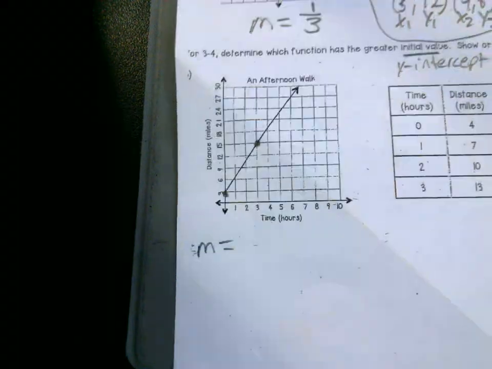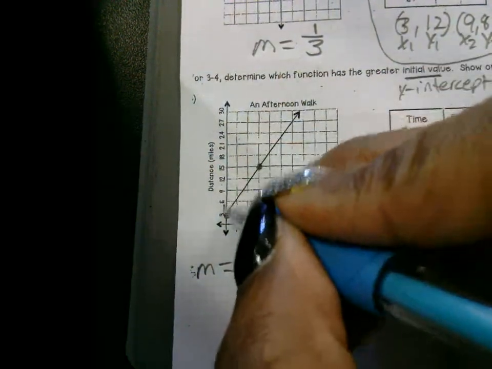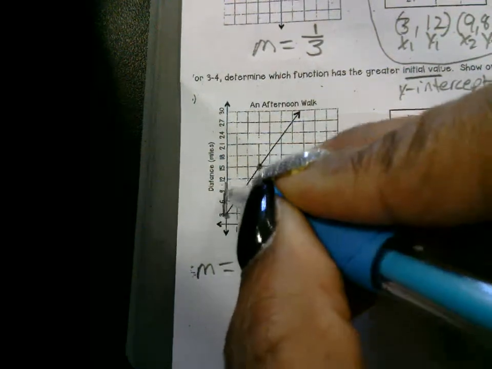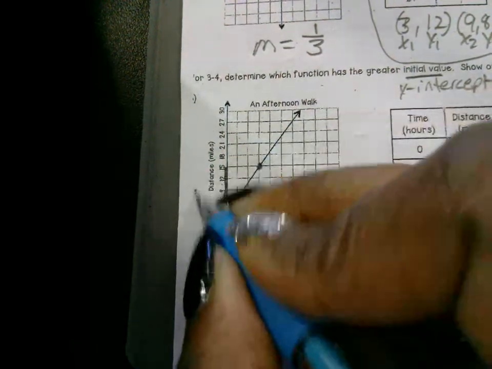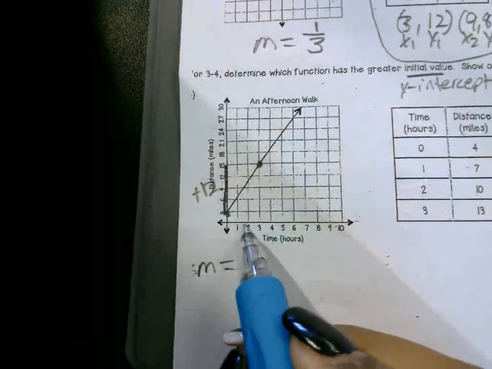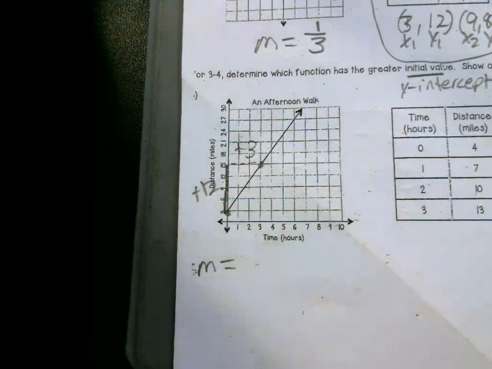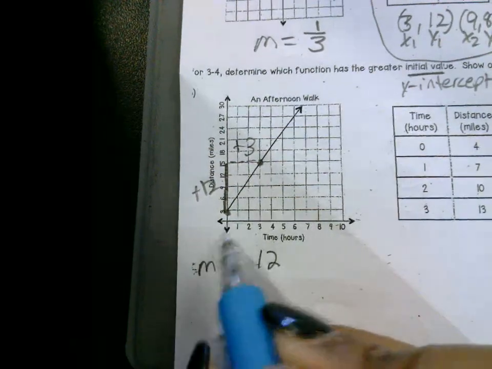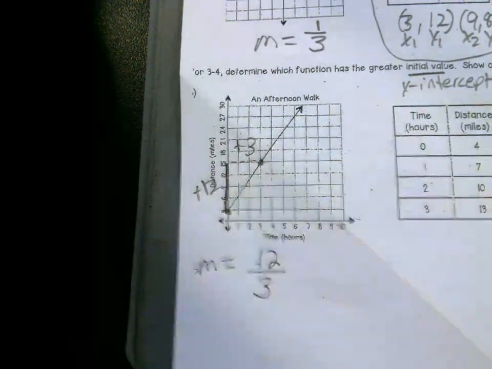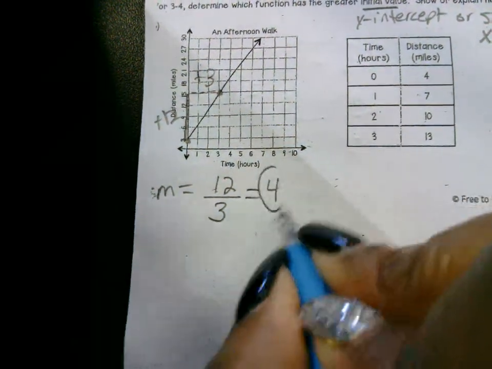Okay, so let's do this. This is going up by 3s. So this is 3, 6, 9, and 12. So this is positive 12 on this end. The x-axis is going over by 1s. That's 1, 2, 3. So it's positive 3 to the right. So we got positive 12, going up 12, and positive 3, going over to the right 3. So let's reduce. Use your calculator if you don't remember how. It is 4. So m here is 4.